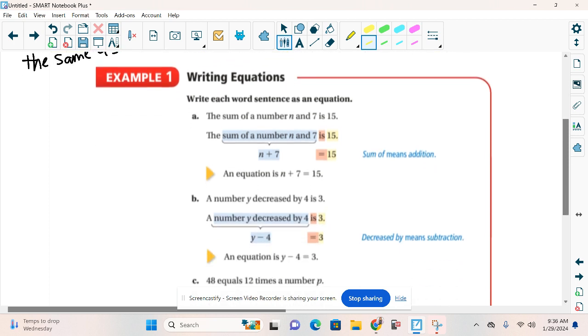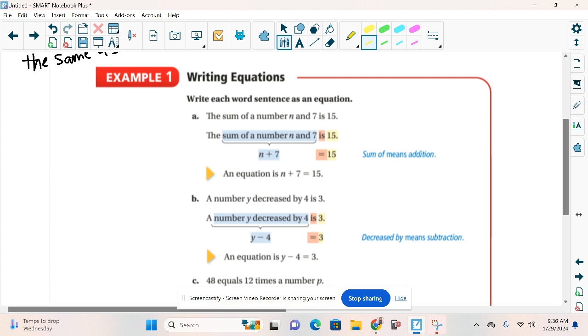So in example 1, they show us how to chop it up. It says the sum of a number n and 7 is 15. They've highlighted the word is, and is means equals. And then everything before it they've highlighted, and that's the problem part. And then after the is the answer part. I want you to look at that and see how they did that. We're going to practice doing this together.